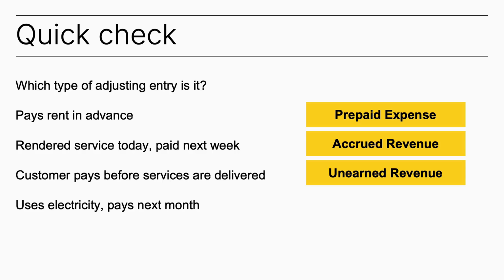Uses electricity, but pays next month. The expense has already happened, but the cash payment comes later. That makes it an accrued expense, because the expense is incurred before payment.